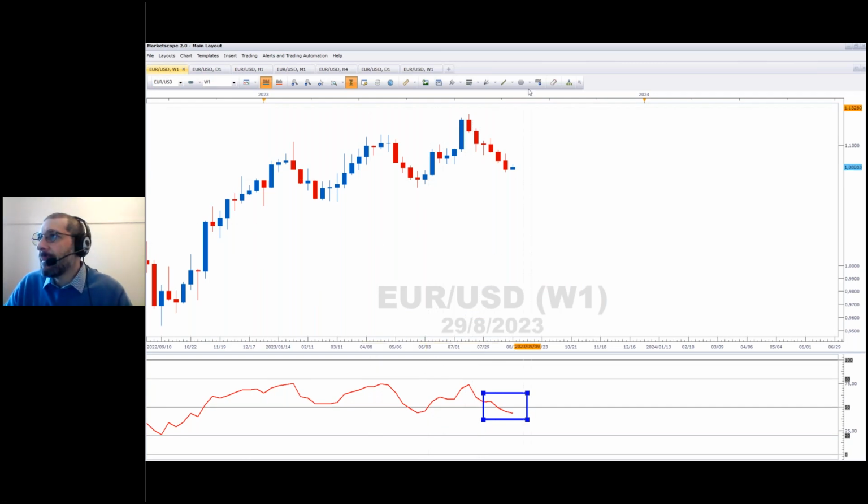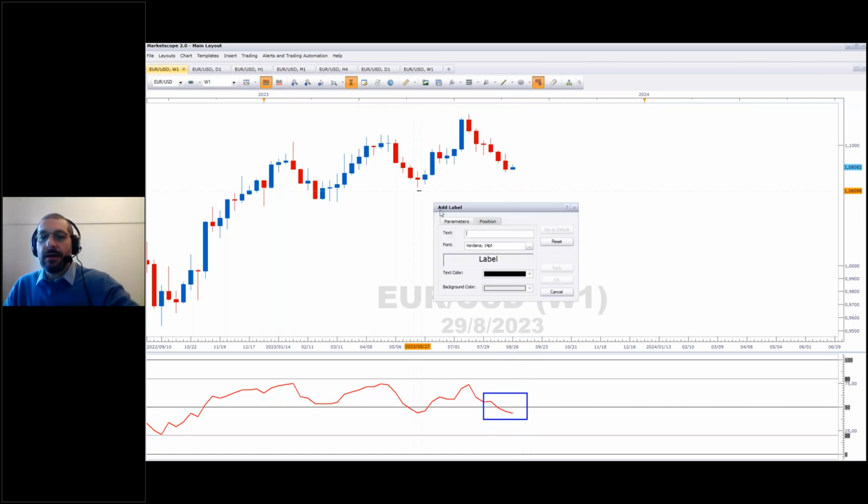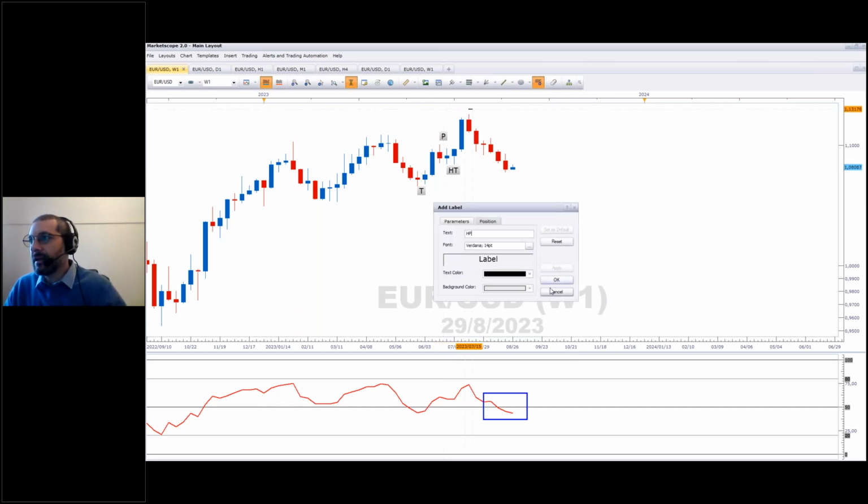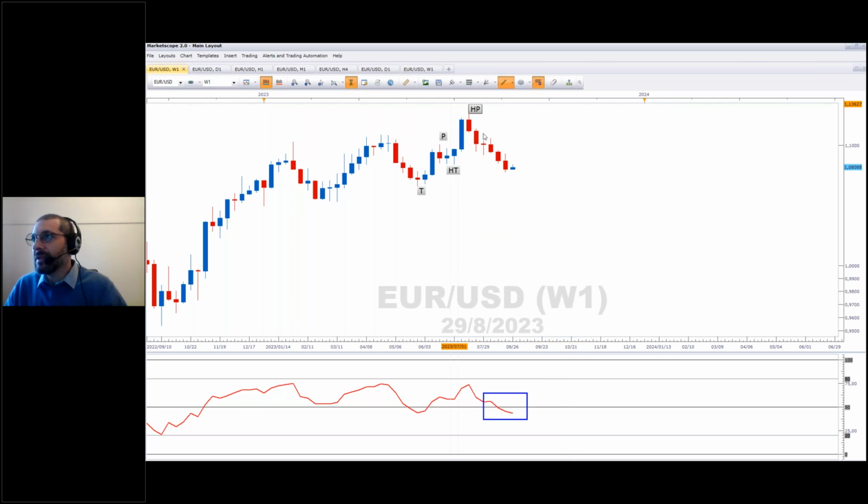The uptrend's finished. Just like the downtrend on the dollar is finished, the uptrend is finished on the euro, but we are missing, we've only got 2 points. We don't have 4 points. That's the worry. So I'll show you. Trough, peak, higher trough, higher peak.